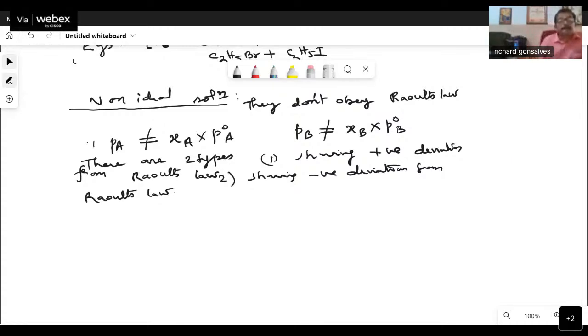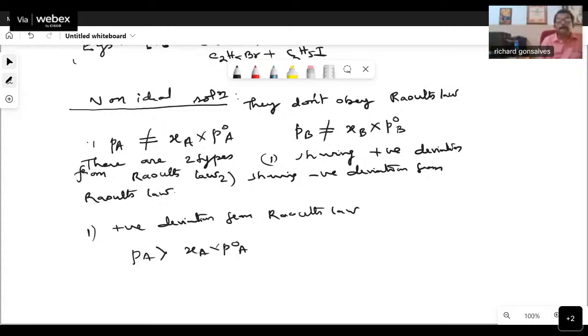Let me take the first one. First, positive deviation from Raoult's law. What should happen? Here, PA should become greater than XA into P naught A. PB should be greater than XB into P naught B. Greater. Why? When will it happen? The reasons will be here.